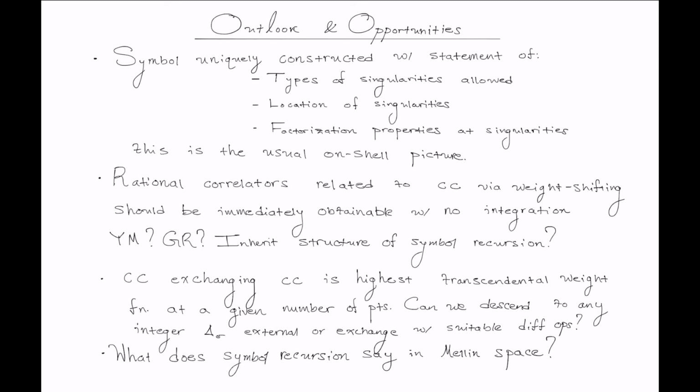And so a general point to stress is that conformally coupled external scalars exchanging conformally coupled scalars, this is the highest transcendental weight function at a given number of external points. And noting that you can only generate transcendentality via integration, but you can knock down transcendentality simply by applying differential operators, can we hope that simply from the conformally coupled answer, we can descend to, say, any integer conformal dimension for external or exchange with the application of suitable differential operators? And another interesting question might be, what does the symbol recursion say in Mellin space? What form does it take?